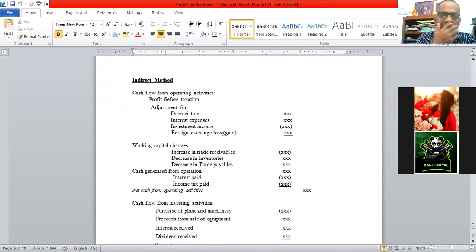The indirect method starts with the profit before taxation. Profit before taxation is there, profit after taxation is there, net profit, net profit before tax and interest, everything. Therefore, there are different terms you have to keep in mind when doing this kind of activity. Profit before taxation, that should be taken. From that, adjustment for depreciation, interest expenditure, investment income, foreign exchange gain or loss.